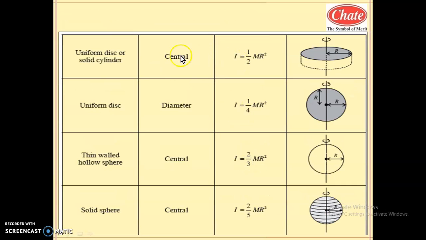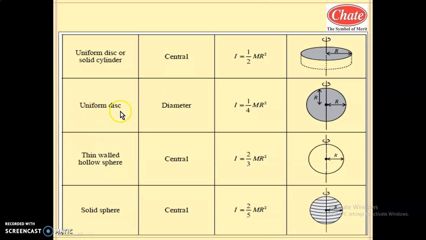Let us see the next case. We have studied the moment of inertia of a disc about the central axis, that is half m r square, or m r square by 2. This is the case of a disc of radius r, with the axis passing through the center and perpendicular to the plane of the disc. The same formula is applicable to a solid cylinder, because the difference between a solid cylinder and a disc is only thickness, and moment of inertia does not depend upon thickness. It depends upon the total mass of the body and the distribution of mass.